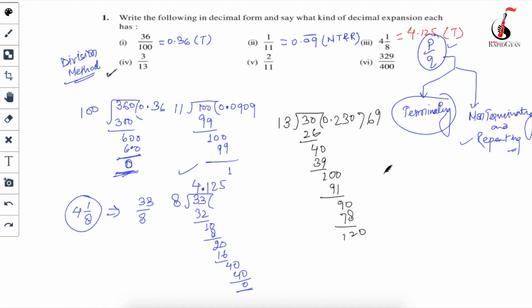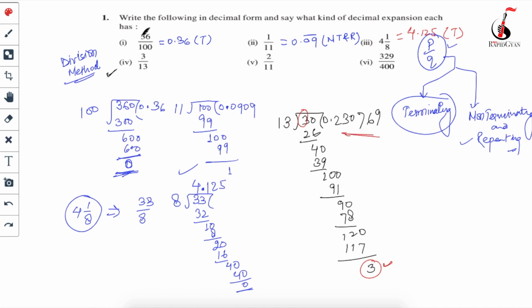So if I go 9 times, what will I get? 13 9s are 117, and what will be my remainder? 3. What are you seeing, beta? Now my remainder is 3 from where we have started. Okay, so as soon as you get the remainder from where you have started, you will have to stop there, because after that your answer will start repeating.